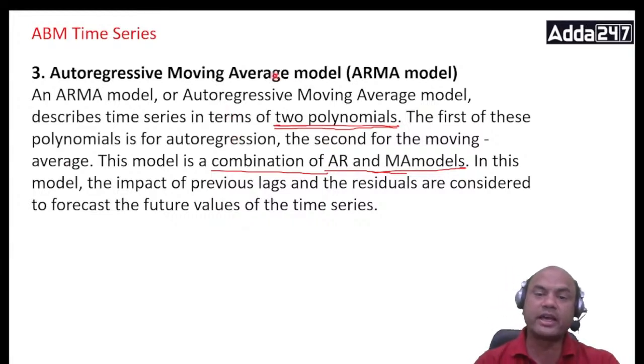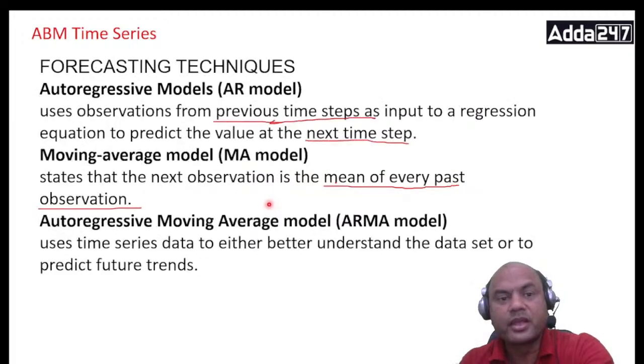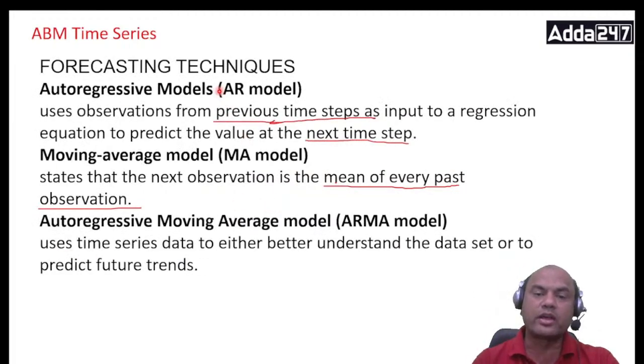And now it's a combination, ARMA. Third one, the ARMA model or auto-regressive moving average model. The ARMA model describes a time series in terms of two polynomials. Remember, again the underlined words, two polynomials. The first of these polynomials is auto-regression and the second is moving average. So the model is a combination of AR and MA models. In this model, the impact of previous lags and residuals is considered to forecast the future values of the time series. Okay, future values.